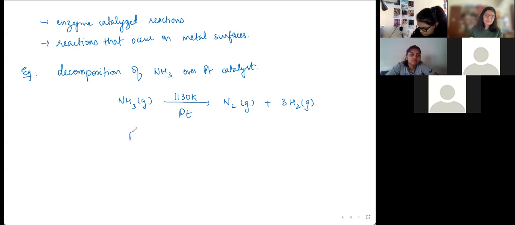So the rate of this particular reaction, even though there is a reactant, it's independent of it. It's basically a constant.